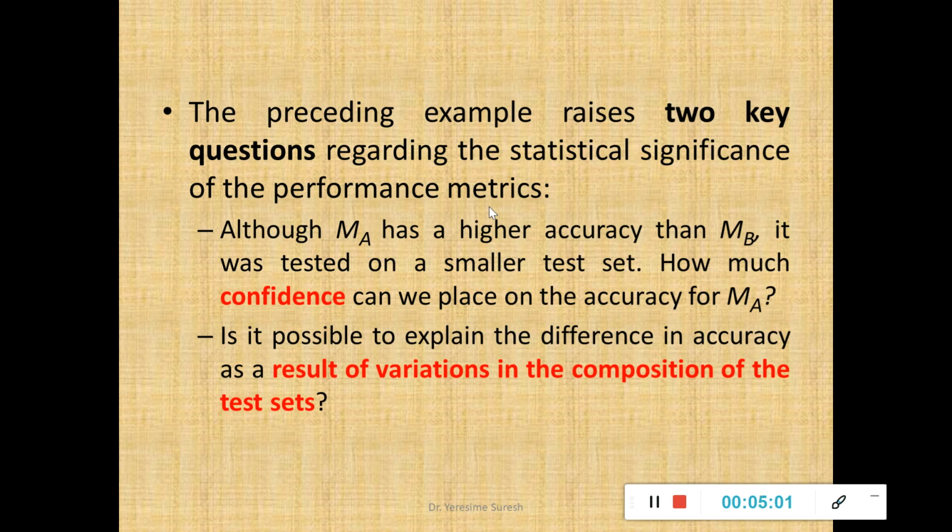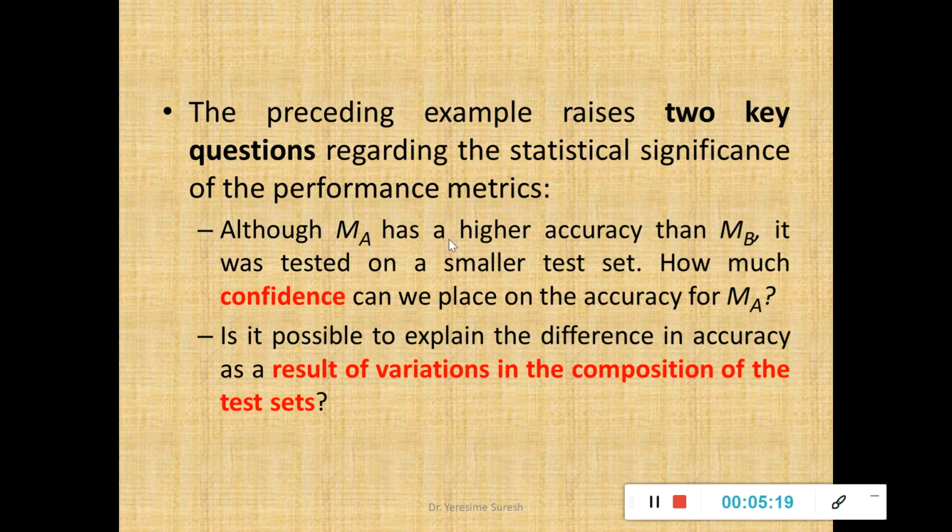If it is greater than 1, they are positively correlated. Less than 1, they are negatively correlated. Similarly, for my classification models or my classifier also, I am supposed to evaluate. That I will evaluate using statistical significance of the performance metrics. So that is the description given here.